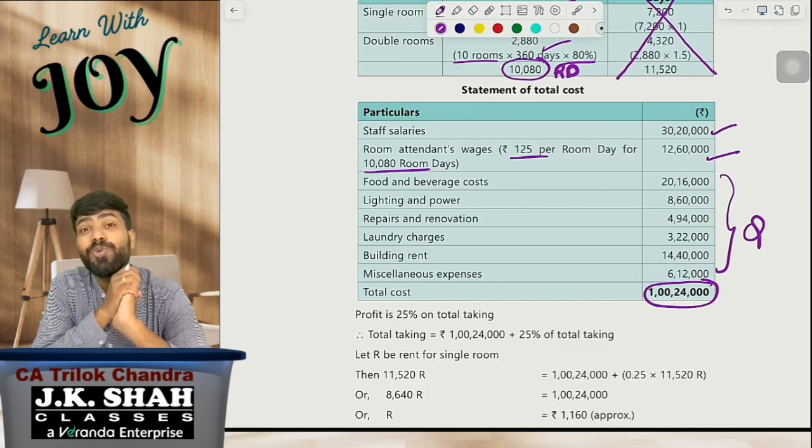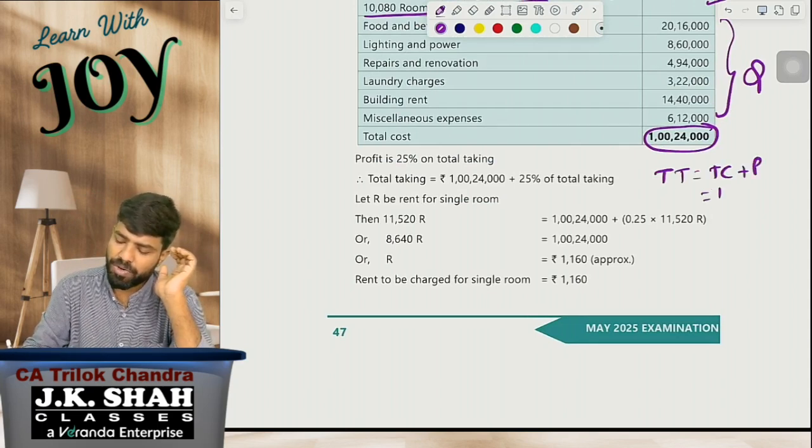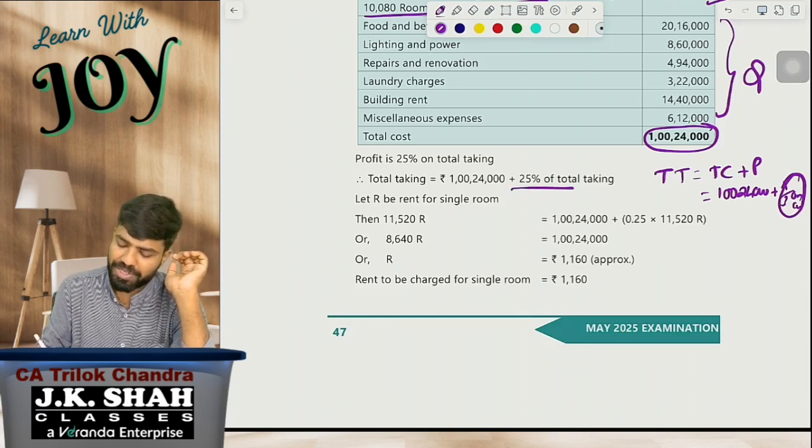Now, this is the total cost, but we require the total takings. How to calculate total takings? Total takings equal to total cost plus profit. Total cost is 1 crore 24,000 plus profit is 25 by 75, that is 1 by 3 on cost. Look at here, 25% of the total takings. 25% of total takings, how to apply that?